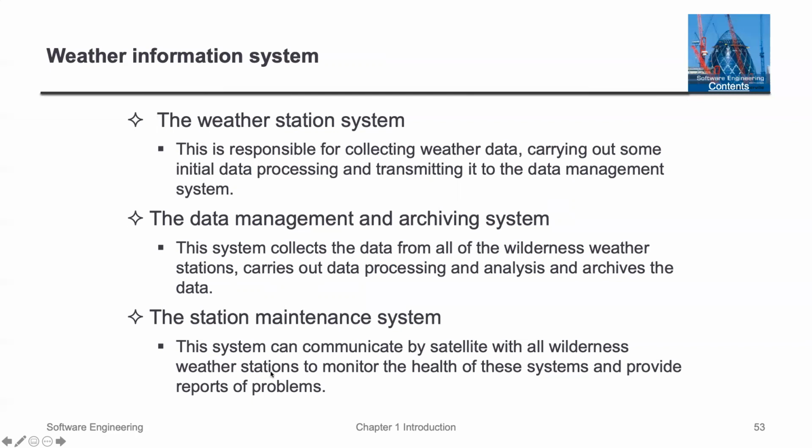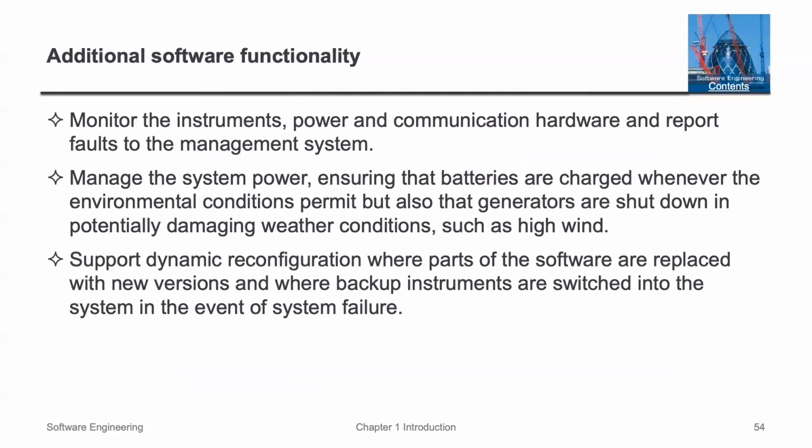And then finally, the station maintenance. This is used to communicate by satellite with all wilderness stations to monitor the health of these systems and provide reports of problems. And so there are various types of maintenance. I was talking about operational maintenance, but station management and maintenance is also about getting to the state of health of each of these so that you can quickly respond as required.